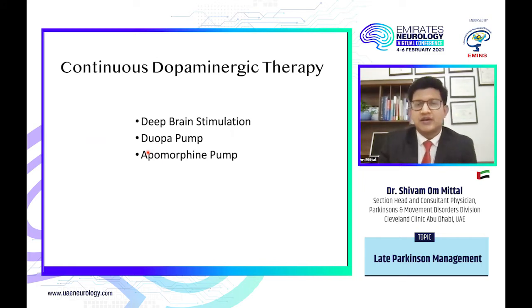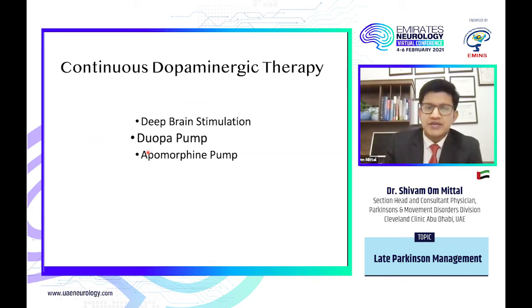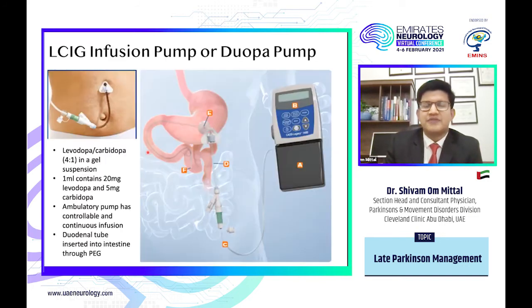The second therapy I talk to all my patients about, and we must know about this, is the Duopa pump. The Duopa pump is innovative, a very natural way of giving dopamine to the body. So there is a pump which is attached to a cartridge, and this cartridge has levodopa in a gel form. And this is attached to a tube.